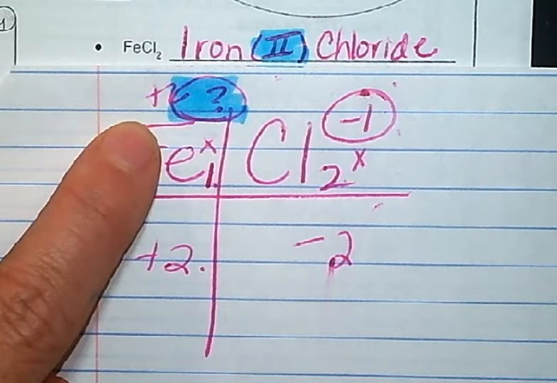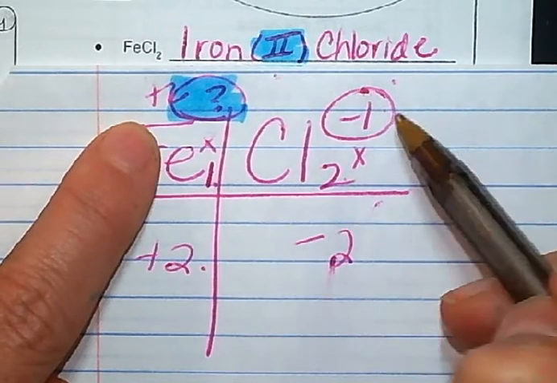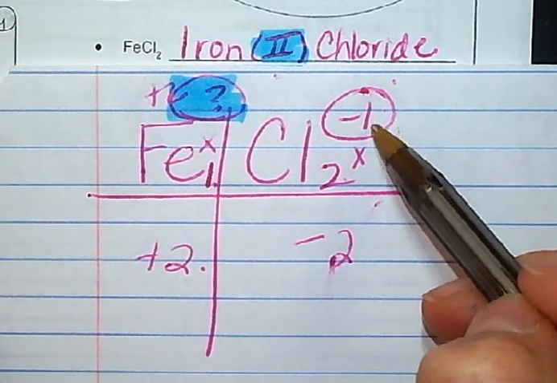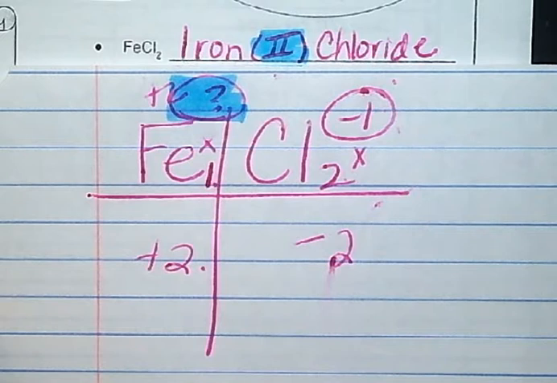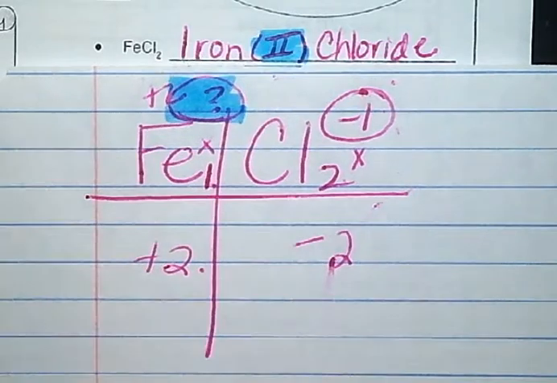So again, you're always going to start with your oxidation number for your nonmetal because you know it. You can find it and work your way backwards up to get your oxidation number for your metal, your transition metal. All right, so here we go.